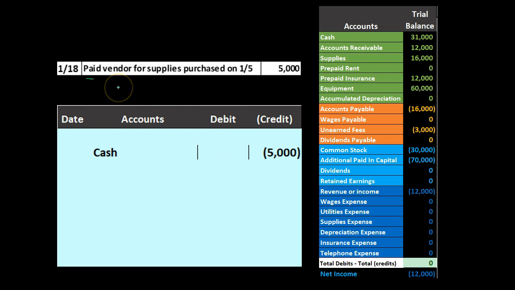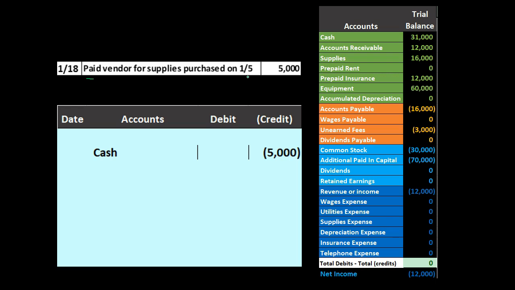So in this case, we paid vendor for supplies purchased, but the purchase happened on January 5th. So what's happening here, and again, in real life, we would know this. We would be paying off a bill for something that happened in the past. In real life, we would know that. In a book problem, it's a little bit more difficult because we'd have to say, okay, what does this mean? What's actually happening? What are they trying to indicate would happen in practice?